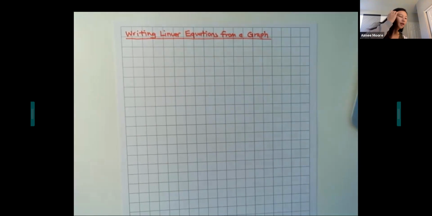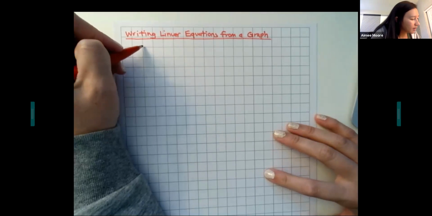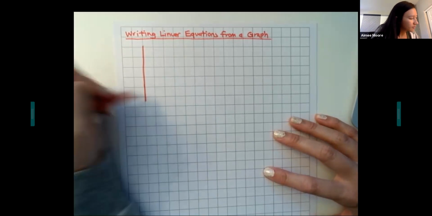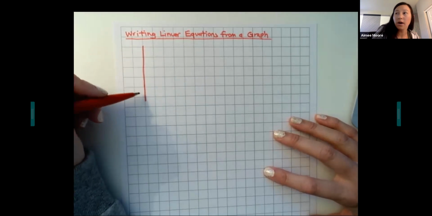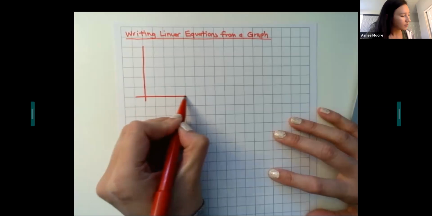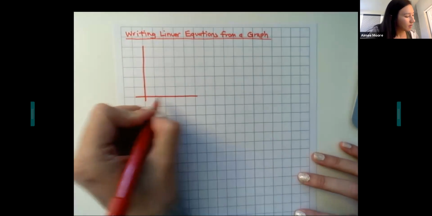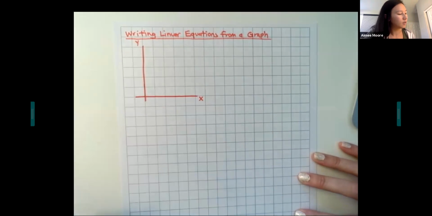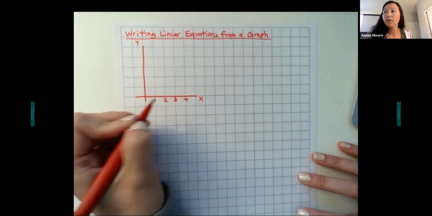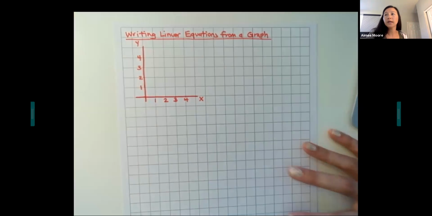Okay, so for our notes, we have to draw our graph ourselves. But of course, on your assignment, you'll be given the actual graph. So I'm going to do 1, 2, 3, 4, 5 lines, and then I'll do 5 again here. So this is our x-axis, this is our y-axis. Label them 1, 2, 3, 4, and 1, 2, 3, 4.